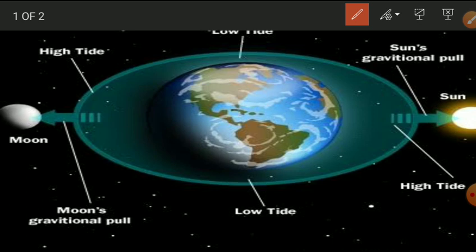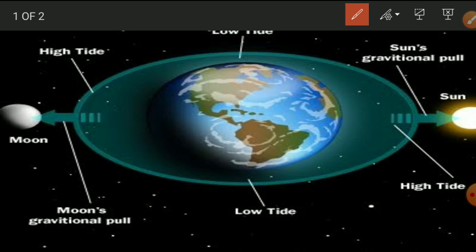Now when they are pulling, remember one thing: the side which is in front of the sun will have high tide, but comparatively the rise of water will be less as compared to the side which is in front of the moon. Now the question comes, why? Because the moon is much closer to the earth. That is why when the moon is pulling the earth, the water comes first.